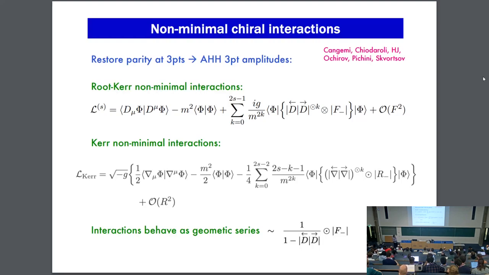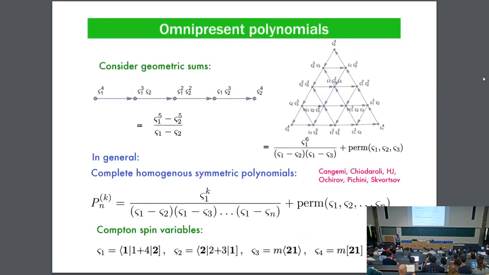You can also do it in the gravity theory. It looks like this. So you see there's actually an arbitrary number of derivatives depending on which spin you are. If you're at spin s, the sum goes from 0 to 2s minus 2, so you get higher and higher powers. Interactions, again, behave as a geometric series, and that's related to the types of functions that we find in the amplitude when we compute.